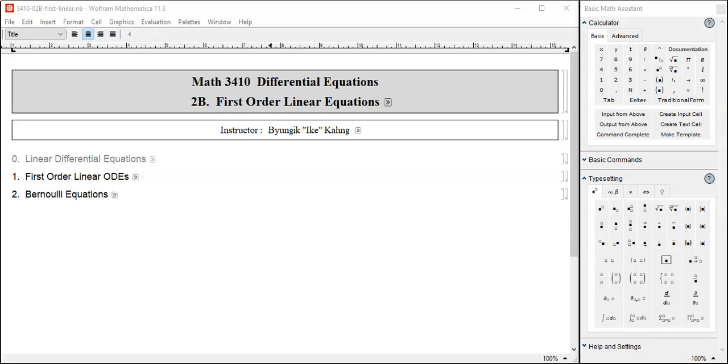Hello students, welcome back. Let's have an easy topic for a change. Lesson 2b, first order linear equations.